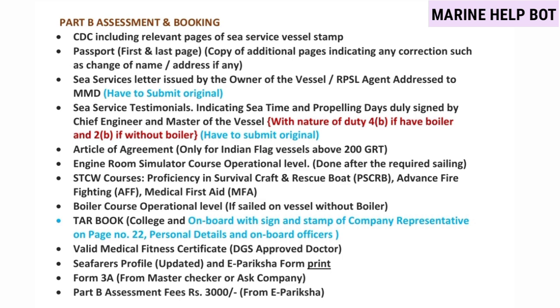Now moving towards the next document, article of agreement only for Indian flag vessels above 200 GRT, ERS course operational level done after required sailing. STCW courses: we require advanced courses like PSCRB, AFF, MFA, and friends if you do not have a boiler on ship, then you have to do the boiler course operational level. This course is in BP Marine, so you can do it from there.